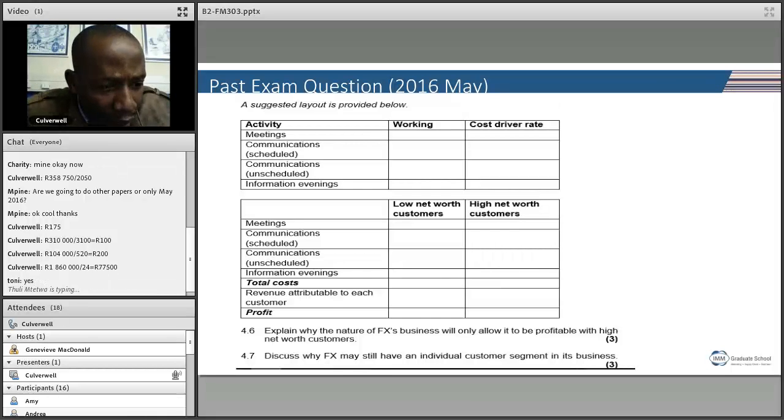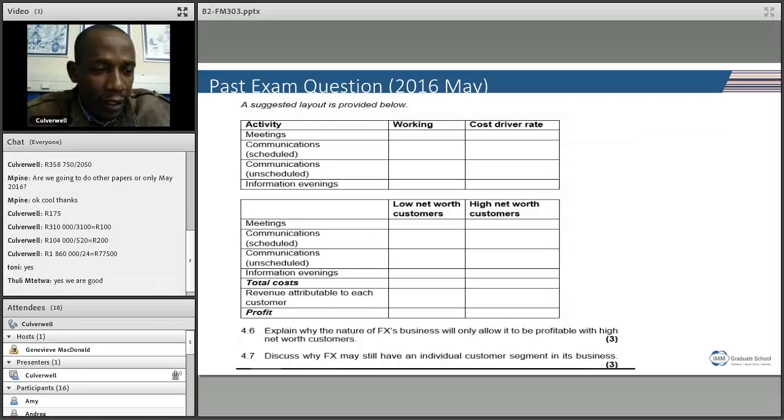Just to get a quick heads up, guys, are you moving with me? Are we okay on the working portion together with the cost driver rate? Christoph, Tony, she's following that part.